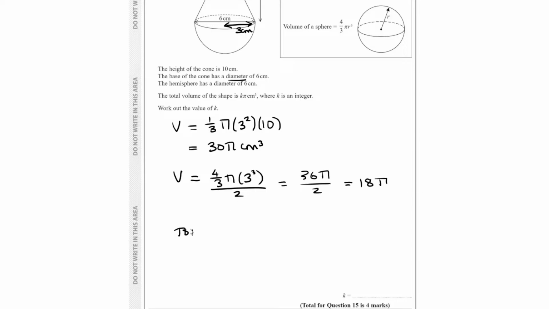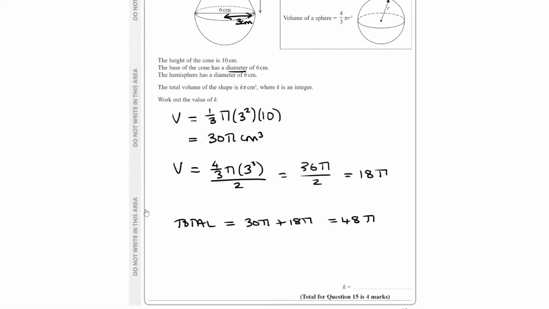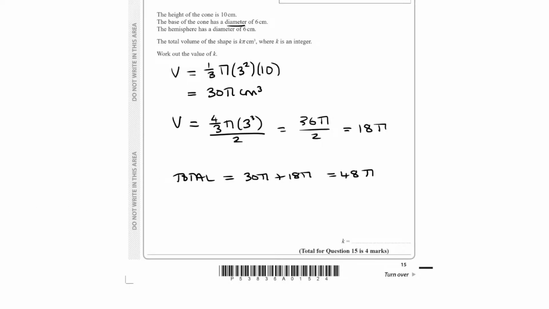And then the total, we obviously add them. This one was quite a nice question, I think. Oh, that's the answer. Would give you 48 pi. Now they've obviously asked for k, so the actual answer that I'm going to put in the answer line is the 48, because obviously the pi is not really relevant there.